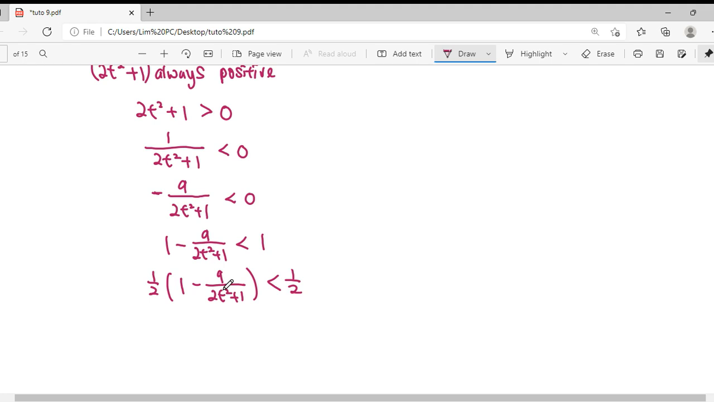So what is this? This represents our dy dx. So this is how we deduce. So therefore, dy dx is always less than 1 over 2 for all values of t.